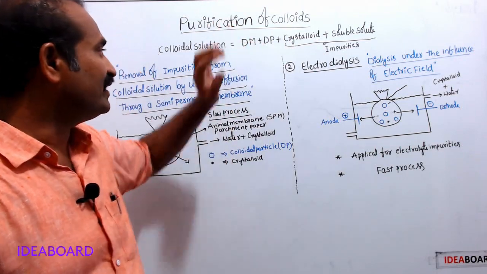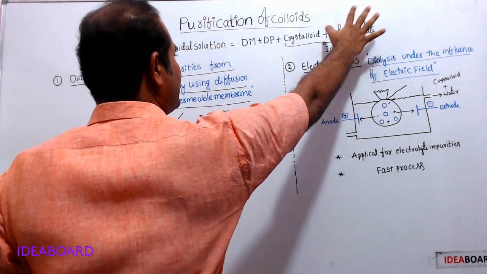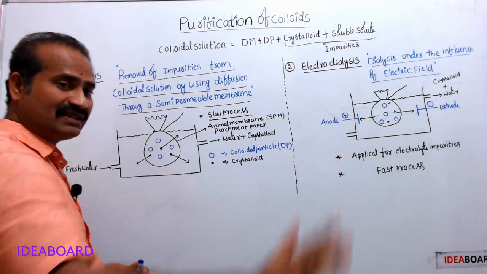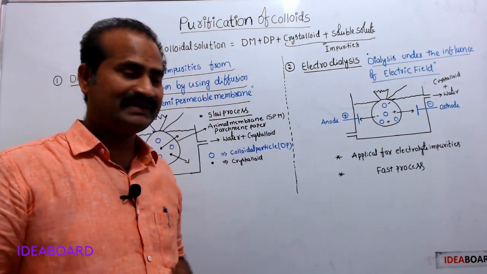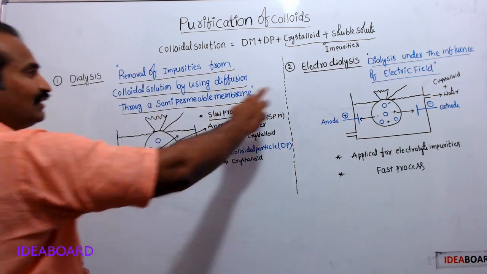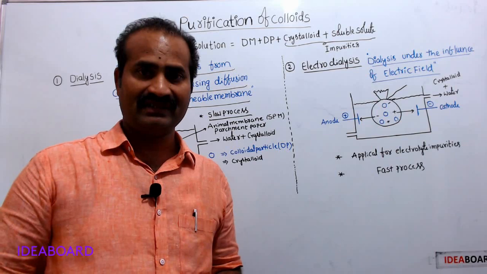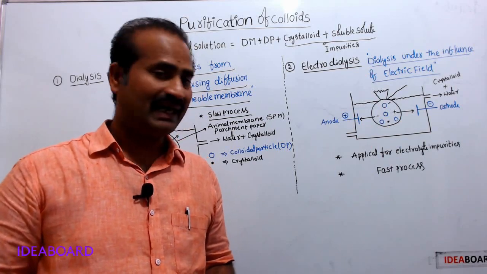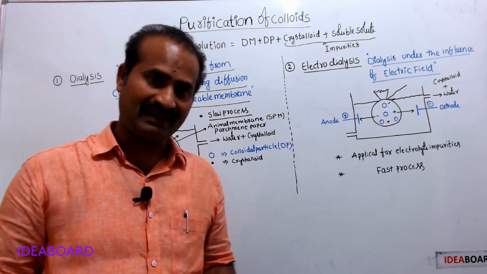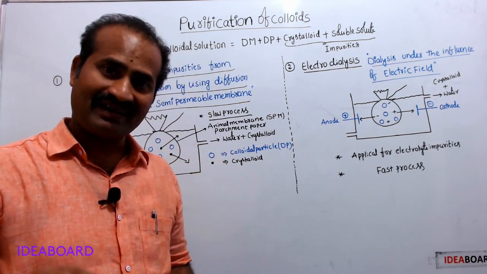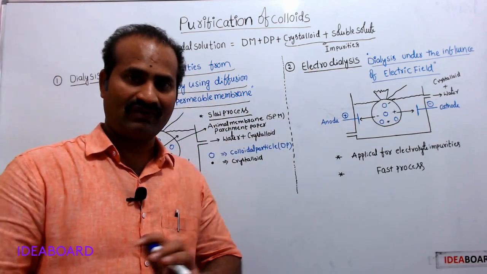So what does purification mean? The process of removal of these impurities from a colloidal solution is nothing but purification of colloids. This purification can be done by using dialysis, electrodialysis, ultracentrifugation and ultrafiltration. Ultracentrifugation is not included in our syllabus. So we will discuss ultrafiltration, electrodialysis and dialysis one by one.